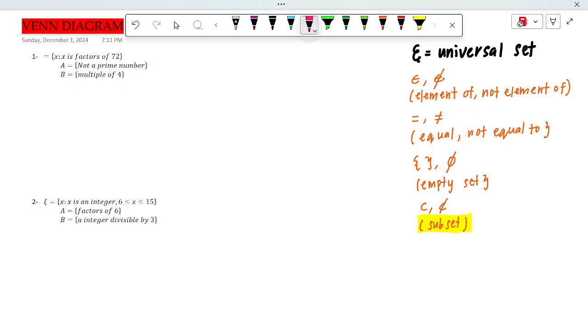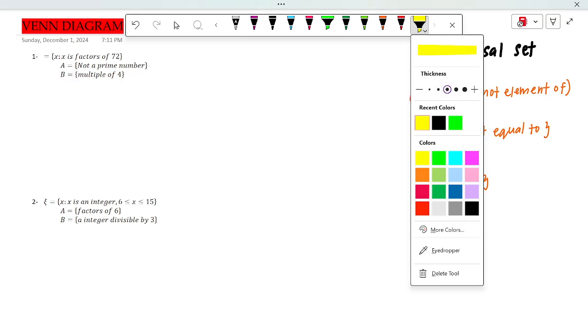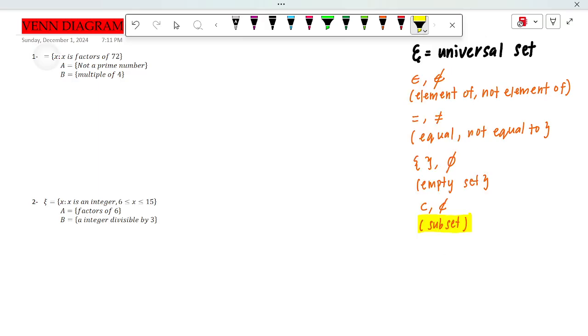Okay, so let's see the first question. They wrote that x is factors of 72. First step, what we need to do is list out everything that's in your universal set. So your universal set equals to, remember, whenever you are listing out your elements, you must open your set notation. So what are factors of 72? Please arrange in ascending order.